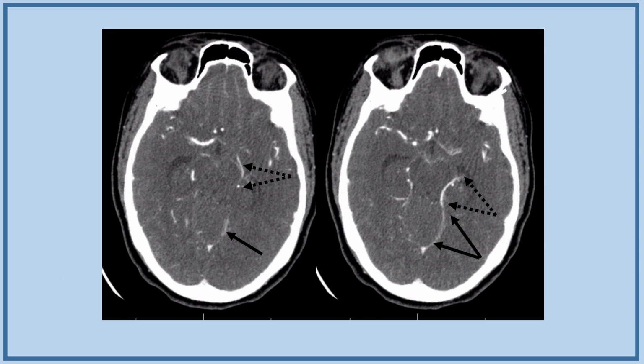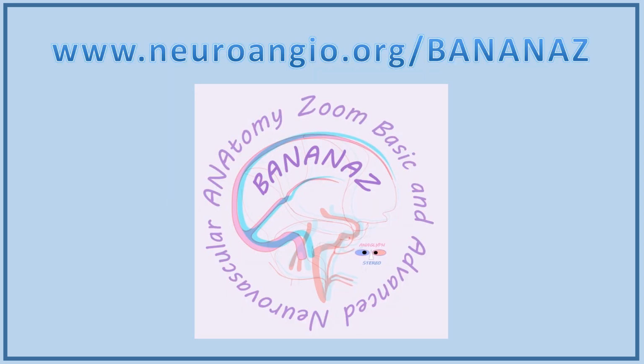Here's the CT of the same. This is a CTA this patient got. As most CTAs go, it's venously contaminated, and so it allows you to appreciate some of this venous anatomy that we've just shown.